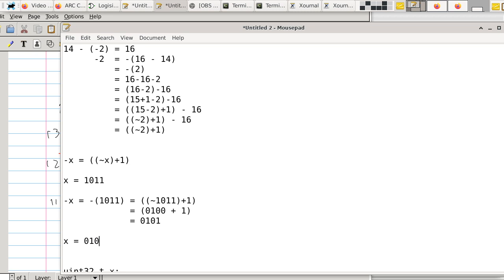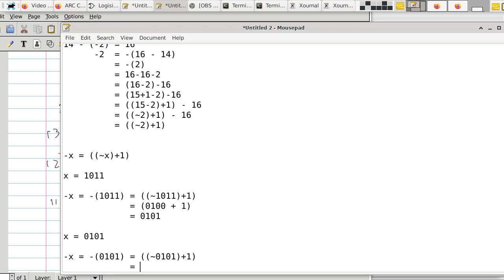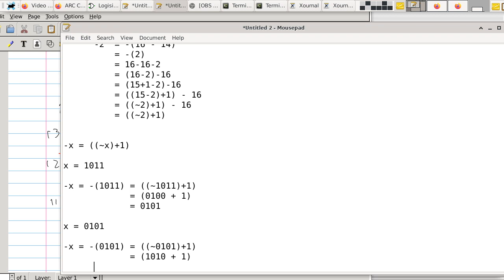So what if x is 0, 1, 0, 1? We want to work our way backwards, right? Now negation of x is the arithmetic negation of 0, 1, 0, 1. But since I claim that 2's complement is doing exactly the same thing as arithmetic negation, we'll just take the bitwise not of 0, 1, 0, 1 and then add 1 to the result. The bitwise not of 0, 1, 0, 1 is 1, 0, 1, 0 in base 2, and then we have to add 1 to it. And what is the result of that? 1, 0, 1, 1. Ooh, okay, so it seems to be reversible. It seems to work.